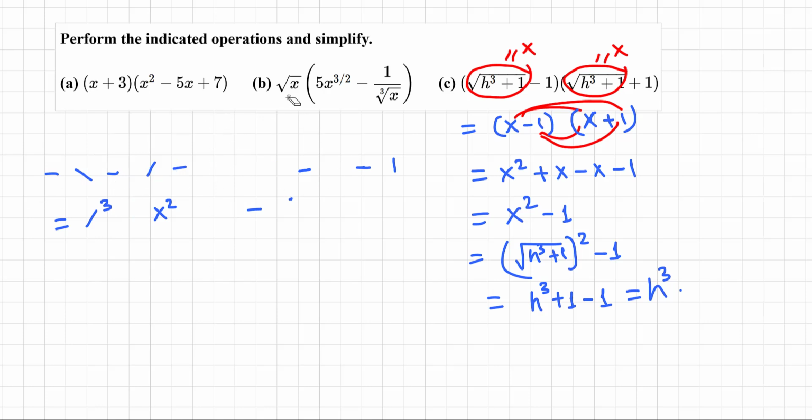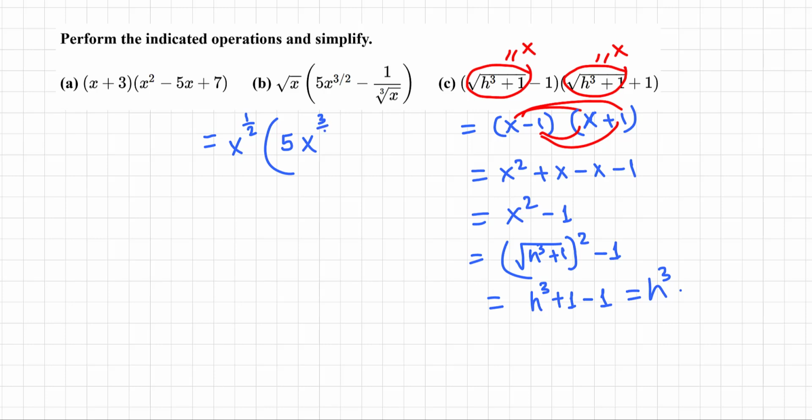So in part B, we've got root x times 2 terms inside. So we need to distribute that root x from outside. Root x is the same as x raised to 1/2. And inside we've got 5 times x raised to 3/2 minus 1 over the cube root of x. We know that the cube root of x means x raised to 1/3. That's on the bottom. If we move it up, x raised to negative 1/3, and this 1 on the top doesn't count. 1 times anything is that thing. So we have this situation.